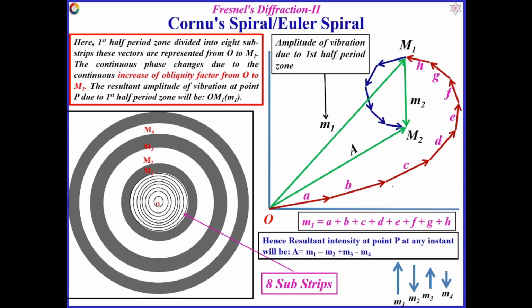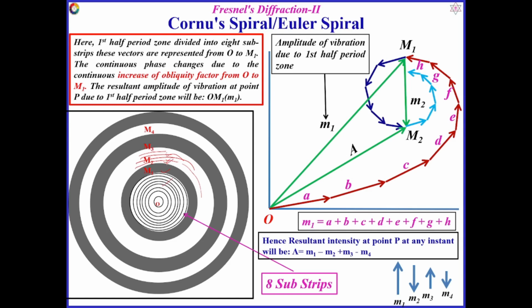Now suppose the first and second are completed. Suppose we are going to consider the third half period zone. Again, suppose the third half period zone is subdivided into a number of strips. These strips are circular. Then here you can see the third half period zone, 1, 2, 3, 4, 5. Five substrips, which we considered here as per the example only, so you can consider any number of strips. So here 1, 2, 3, 4, 5.